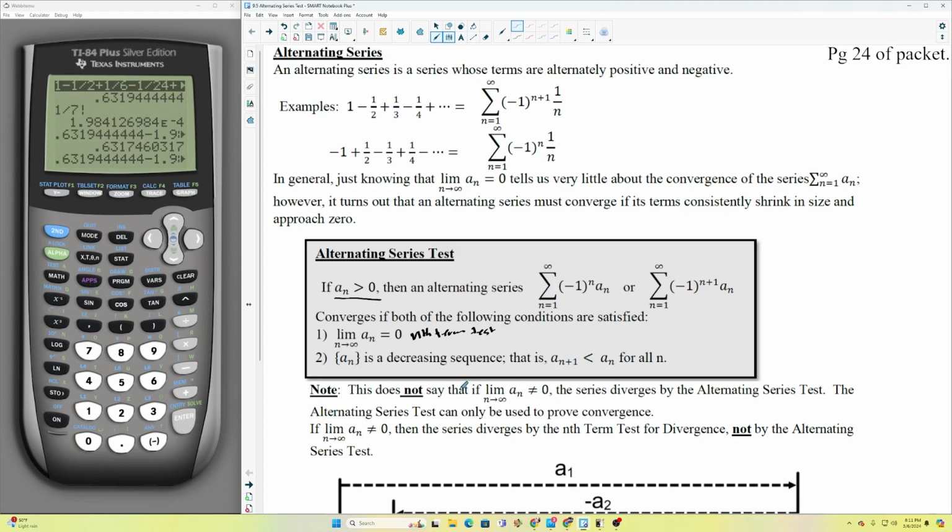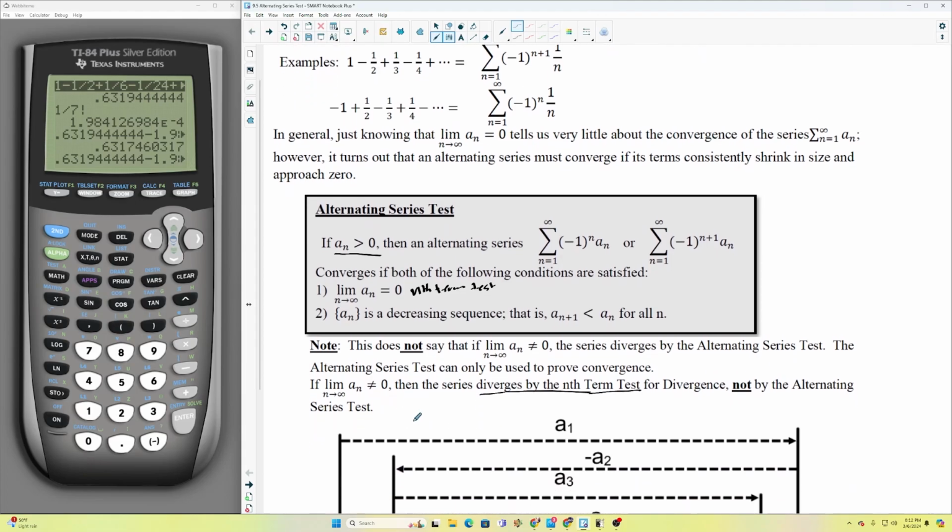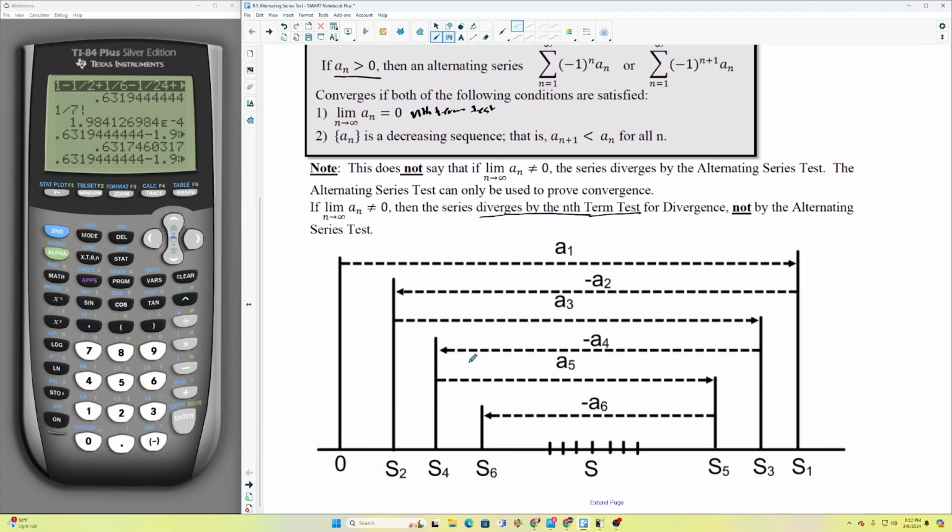Note this does not say that if the limit as n approaches infinity of a sub n does not equal 0, the series diverges by the alternating series test. The alternating series test can only be used to prove convergence. If it fails the nth term test, then we say it diverges by the nth term test, not by the alternating series test.